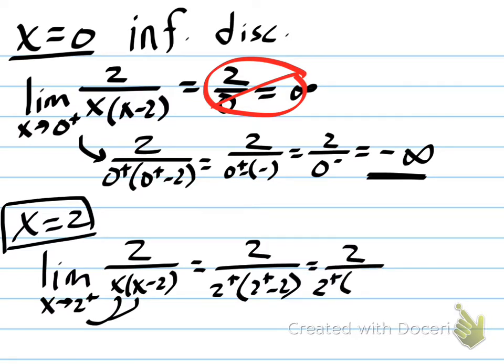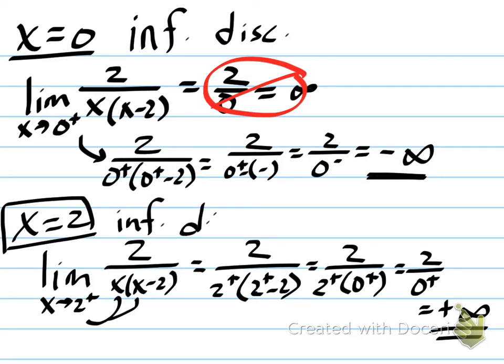2 from the right, take away 2 is going to give me 0 from the right, because I have a bit of crumbs left over. 2 and some crumbs take away 2 leaves you crumbs. That gives me a positive infinity, with positive 0, a bit more than 0, on the bottom. The top and bottom are both positive, and the top is a number and the bottom is a very, very small number, so I'll get a positive infinite result. And because I approached a finite value and my function exploded, this is indeed an infinite discontinuity. And the justification for each one is below.